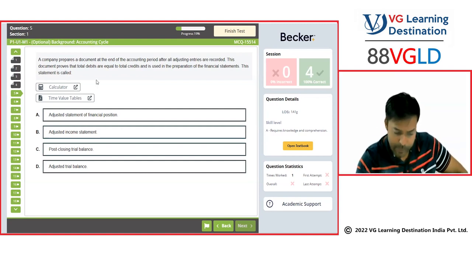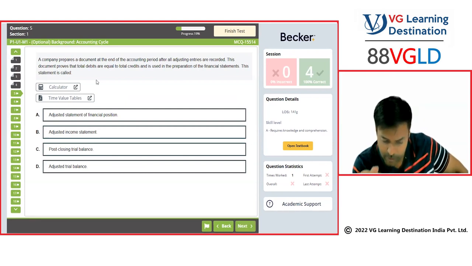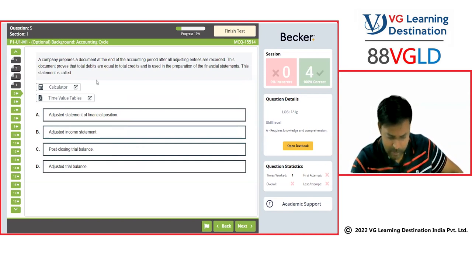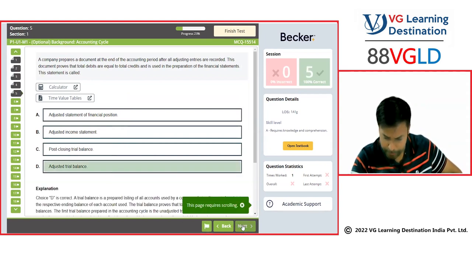Okay, the company prepares the document at the end of the accounting period after adjusting all the entries. The document proves that the total debits are equal to the total credits and is used for the preparation of the balance sheet. This statement is known as, correct, adjusted trial balance. That means you have adjusted the trial balance in that, correct? Correct.